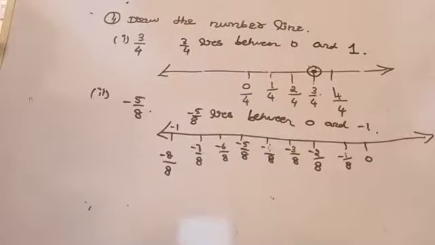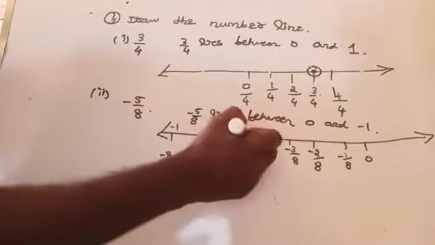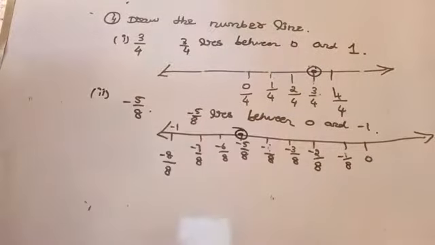Are you getting there? Now you have to represent minus 5 by 8 on the number line. Here is minus 5 by 8. Am I right? Shall we move to the next part? The next part is minus 7 by 4.